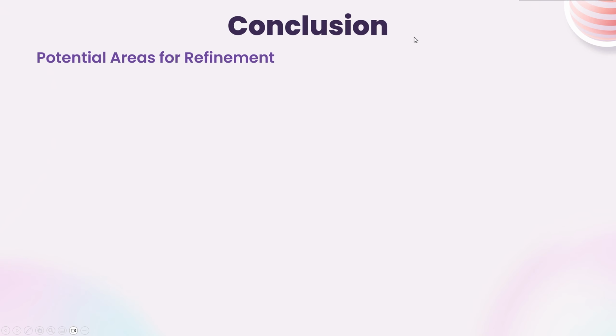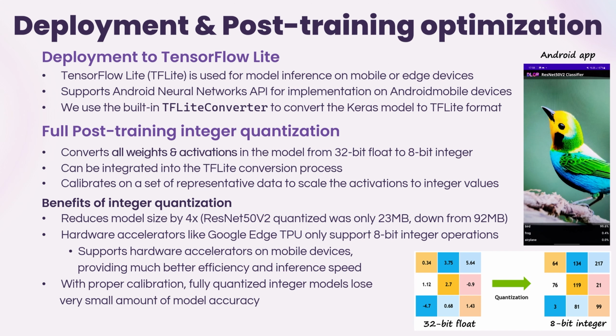Alright, so I'll just quickly run through. For our deployment, I did integer quantization, which reduces the model size and supports hardware accelerators like Google's Edge TPU. And with proper calibration, these quantized models can perform almost the same, with a very negligible amount of accuracy loss. As you can see, my phone was running an integer quantized model.